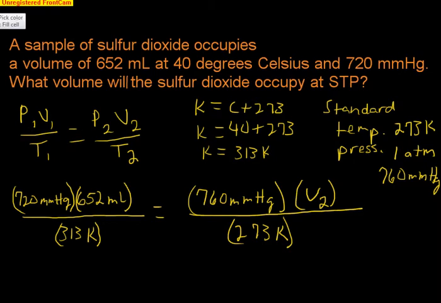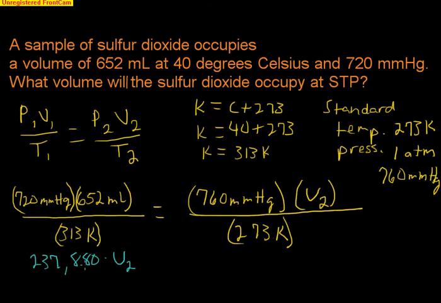So I'm going to switch colors here. I'm going to grab, let's say, this kind of teal color. So here we're going to say 313 times 760 times V2. Because we've got 3 different variables, we're basically multiplying 3 things together. So we're going to take the 313 once again and multiply by 760, and we're going to multiply by V2. And when we multiply those out, we're going to get 237,880 times V2.